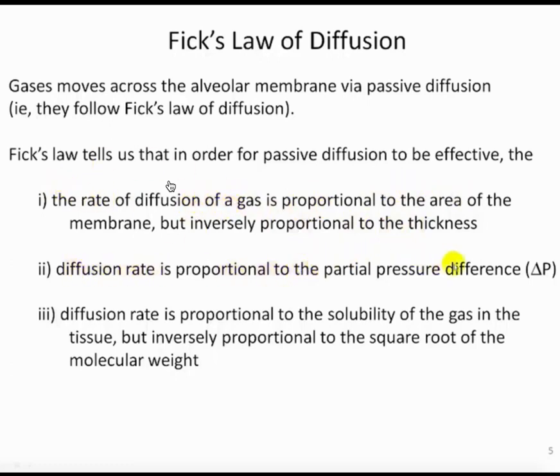Diffusion rate is also proportional to the partial pressure difference, as we talked about. So a larger delta P is going to have more of a driving force versus a smaller delta P. And the diffusion rate is proportional to the solubility of the gas in the tissue, but inversely proportional to the square root of the molecular weight. Essentially, all this is saying is you want a gas that's reasonably soluble. If it is, it'll diffuse better. And essentially, what this is saying is smaller is better as far as size goes. It's inversely proportional to the square root of the molecular weight.